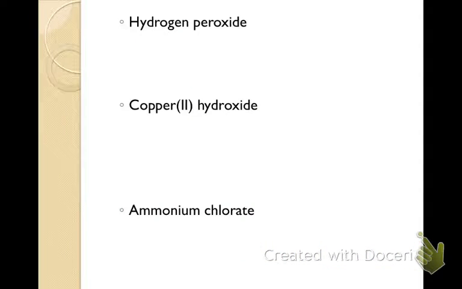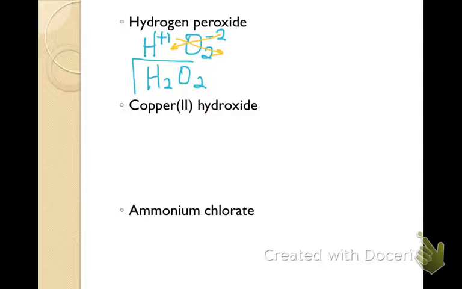So we have a few more compounds here. We have hydrogen peroxide. So hydrogen, you know it's from the periodic table. It's going to be H plus 1. Peroxide's from table E. It's O2 -2. So we will crisscross those numbers. One down there, or 2 down there, excuse me. So I have H2. Now since there's only one O2, I'm just going to make it like this. So H2O2. And that's hydrogen peroxide.